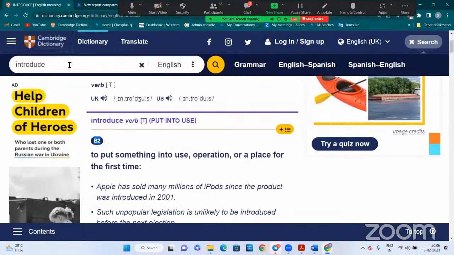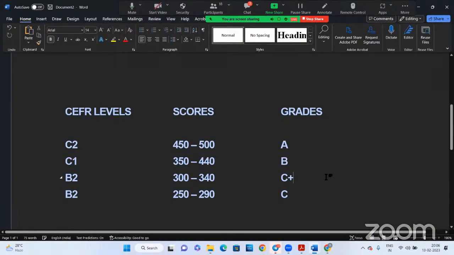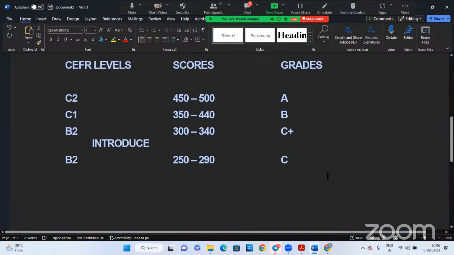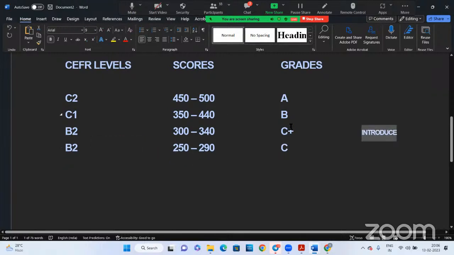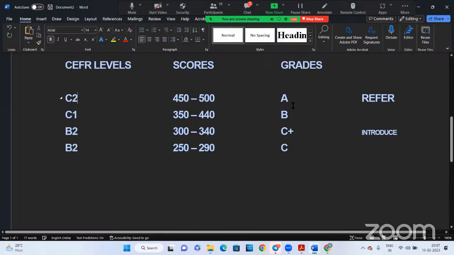Now, introduce is B2. The word introduce is B2. Now let us see. The word I am giving you, introduce. Introduce is B2. And here, refer is C2. Now, which one do you want to use? Why do you want to use the word introduce when refer is already there?